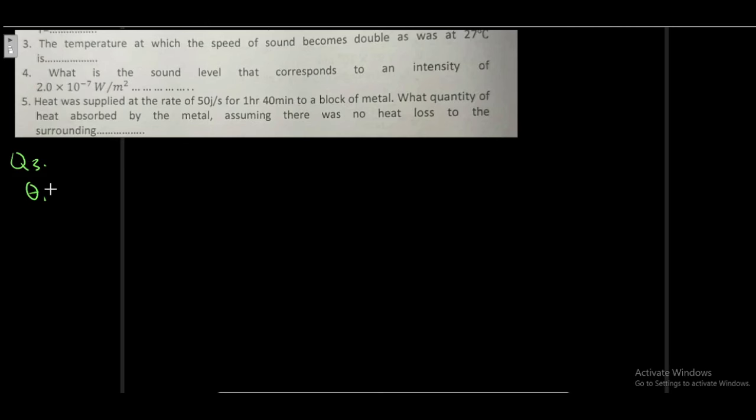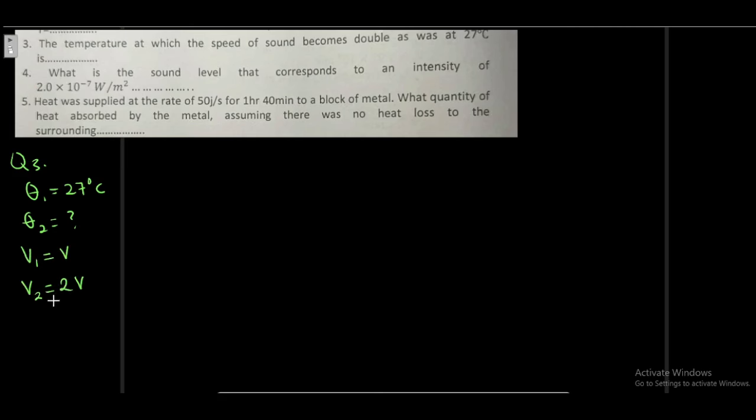So we have theta 1 equals 27 degrees Celsius. And then theta 2 is the new temperature we're looking for. Now remember, at theta 2, the speed of sound doubles. That's to say, it will be double of the initial speed. So if the initial speed is v, the new speed will be equal to 2v.